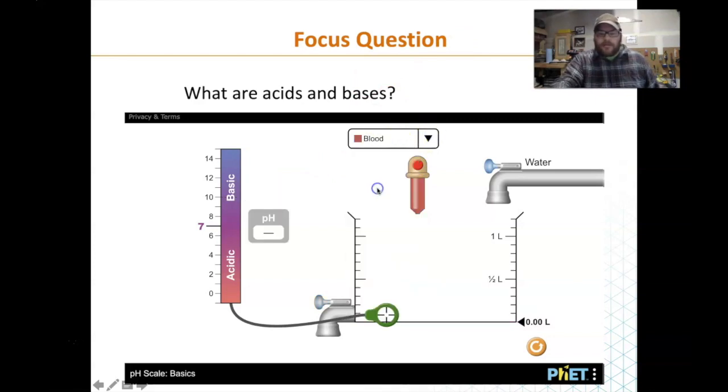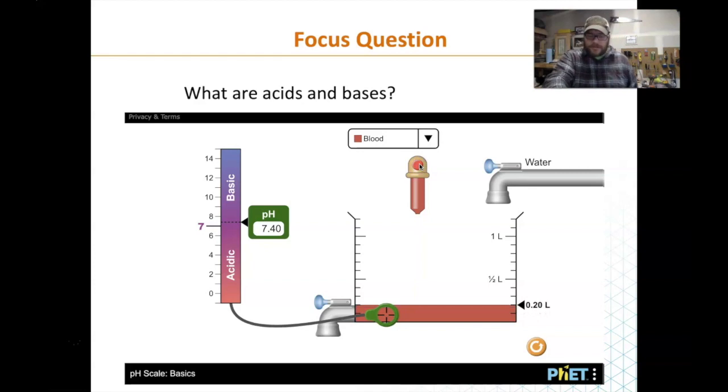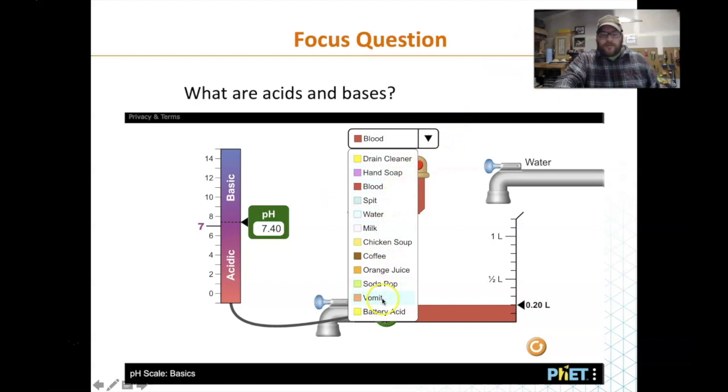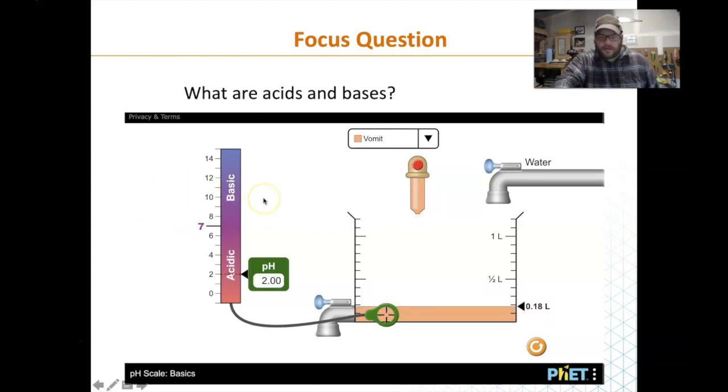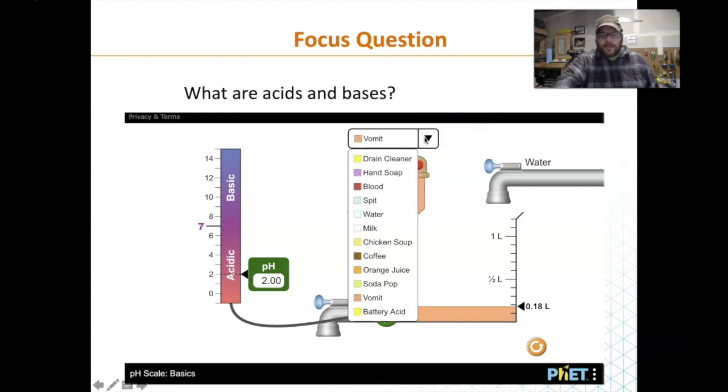Let's see, blood. Okay, so let's test blood. What's it going to be? Blood is pretty neutral, which should make sense, right? So we could go through and test the different ones. Vomit. I wonder what vomit's going to be. If you vomit, it tastes really bad in your mouth and kind of burns. I wonder what that one would be. So let's fill this up with vomit. Very, very low pH, so it's very acidic, because that's coming right from your stomach.